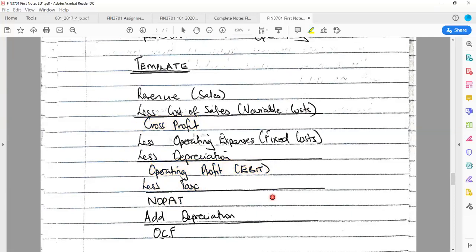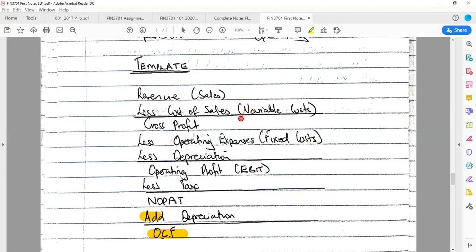And then after getting your net operating profit after tax, you add depreciation to your net operating profit after tax, and that gives you the operating cash flow. So this will be the operating cash flow for each year. So this is the basic template.